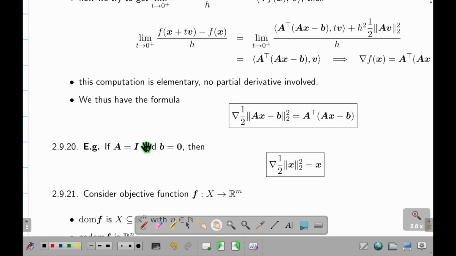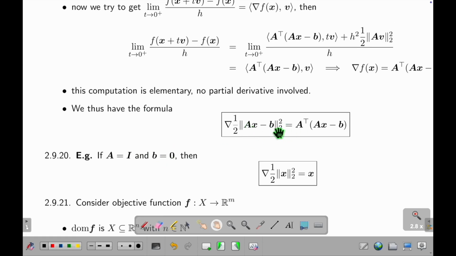Now, here's a corollary. We now know this, right? So what if b is 0? Then we put b equal to 0. What if A is the identity?